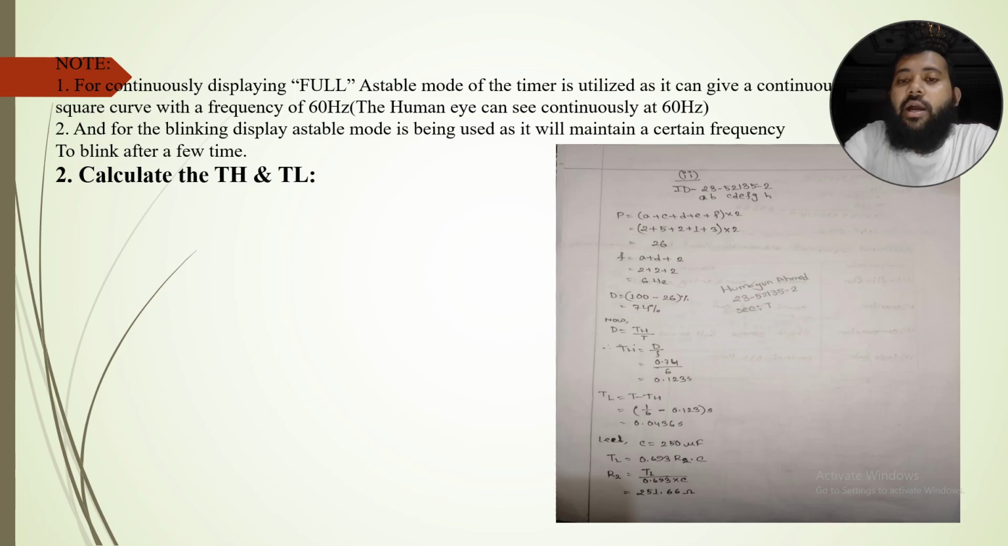Then we will discuss why I am using the 555 timer in this task. For continuously displaying full, the astable mode of the timer is utilized, as it can continuously give a square wave with a frequency of 60 Hz. The human eye can see continuously at 60 Hz.